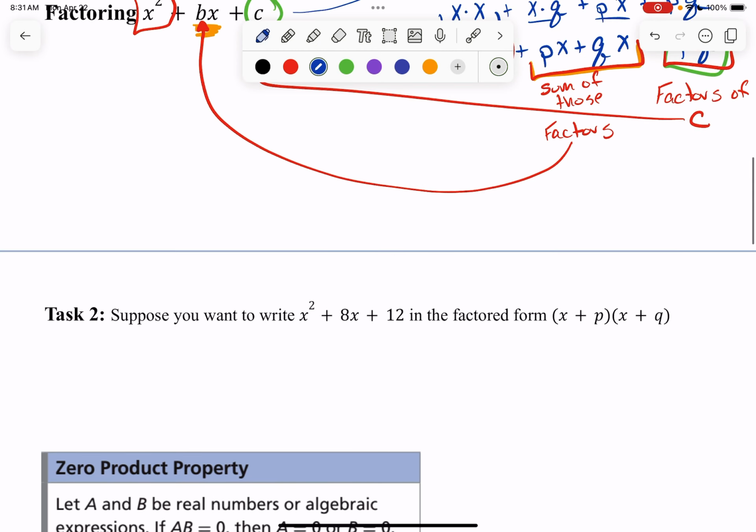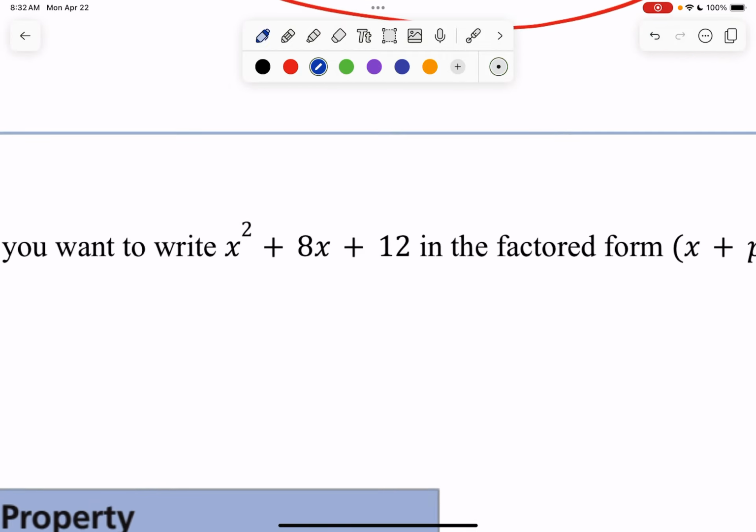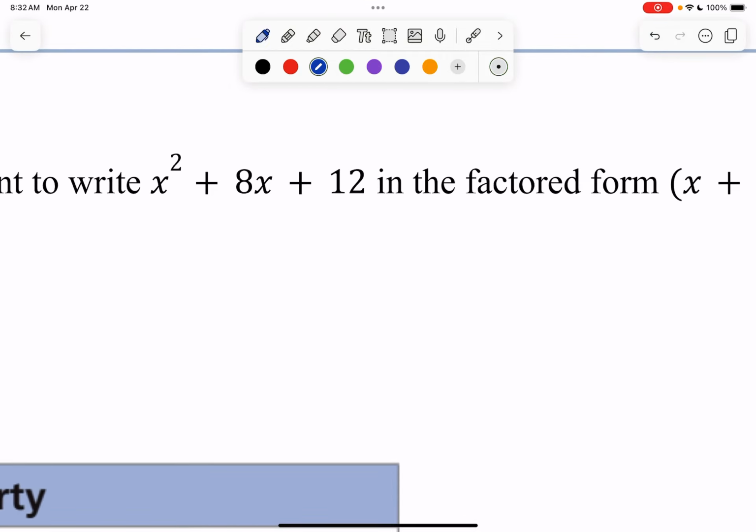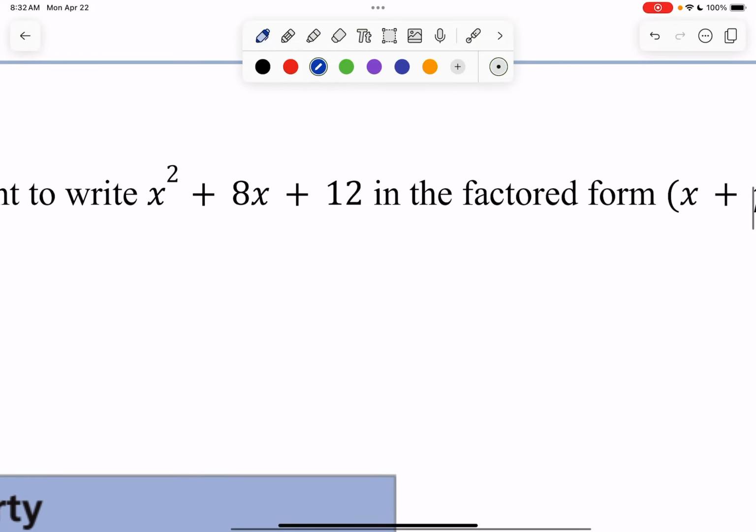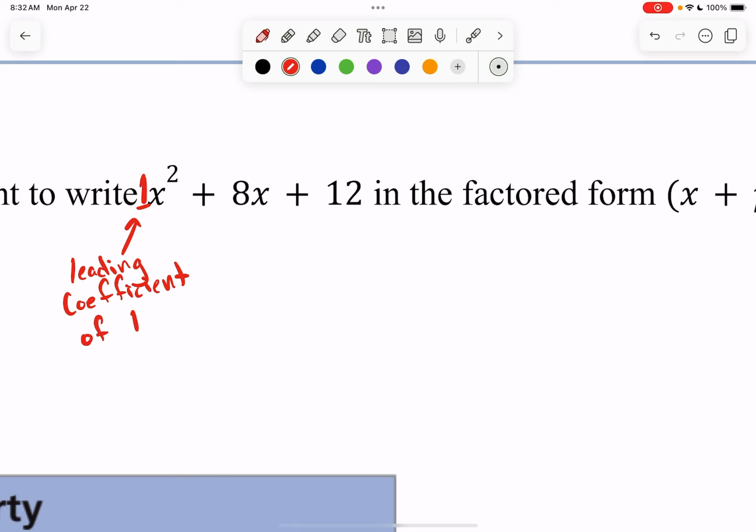Okay, I do mine slightly different than the textbook. The textbook uses a table, kind of to list them all out, which I kind of do, but do it a little different. Okay, so suppose you want to write x squared plus 8x plus 12 in the factored form, x plus p times x plus q. So the first thing I want to do is notice that my leading coefficient here is 1, which it is. Leading coefficient of 1. If it doesn't have a leading coefficient of 1, this method doesn't work.